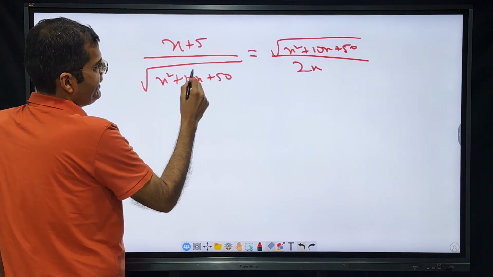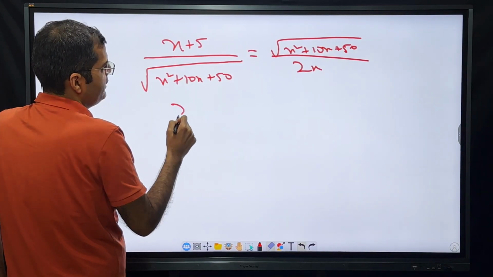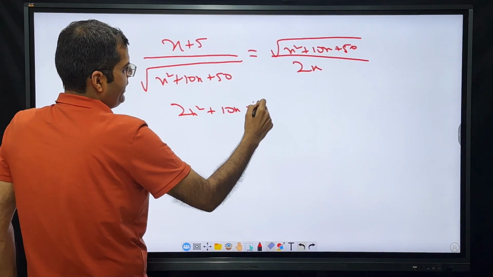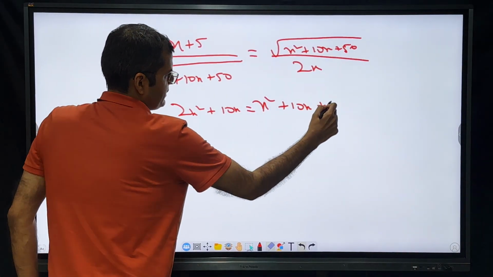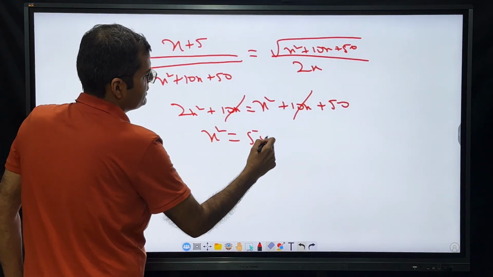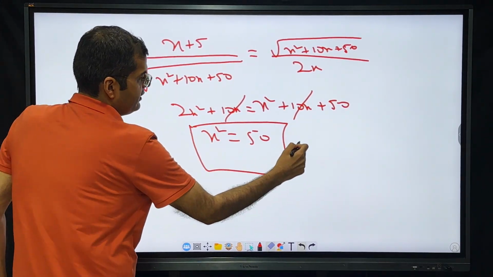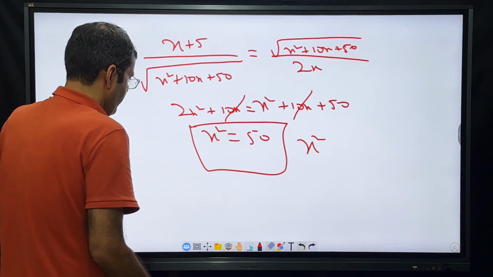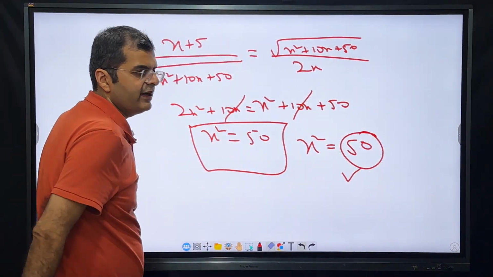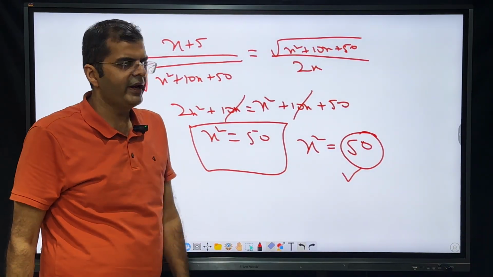So if I cross multiply here, what do I get? 2x into x plus 5, that is 2x square plus 10x. That will be equal to, now this will be squared, so it will be x square plus 10x plus 50. 10x gets cancelled. I am left with x square equal to 50, which is what we have to find. The area of the square is x square, which comes out to be 50. So 50 is the right answer. Quite a challenging question.